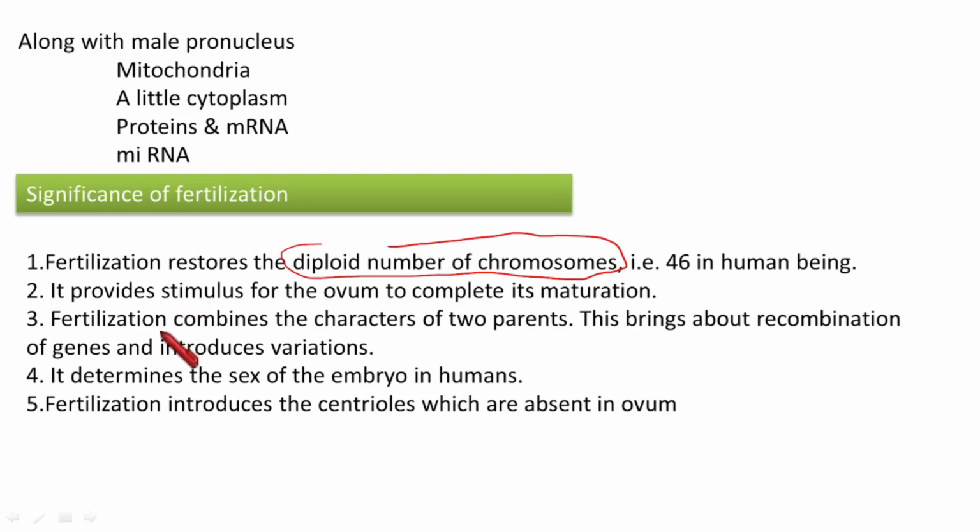Also, fertilization helps to combine the characters of two parents. In that way, it brings about recombination of genes and introduces variations. And fertilization helps to determine the sex of the embryo in humans. And also, it reintroduces the lost centrioles into the ovum. It is still not clear how the ovum loses the centriole. Anyway, fertilization helps to introduce the lost centrioles again in the ovum.